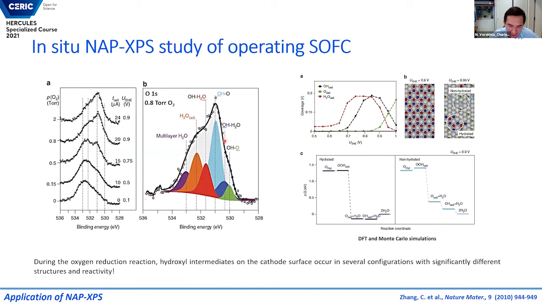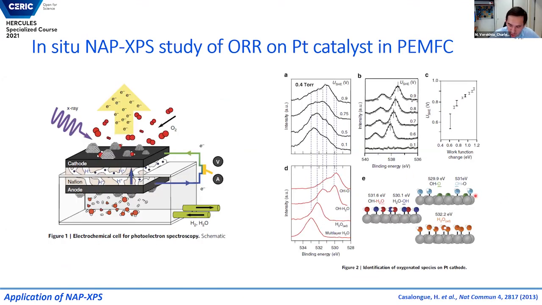Of course, this is quite a complicated spectrum, because people fitted it with many peaks which are related to different species. Also, of course, sometimes you need some calculation. So this is some DFT and Monte Carlo simulation, which helps you to explain your experimental data. And finally, you can explain what is going on at the surface.